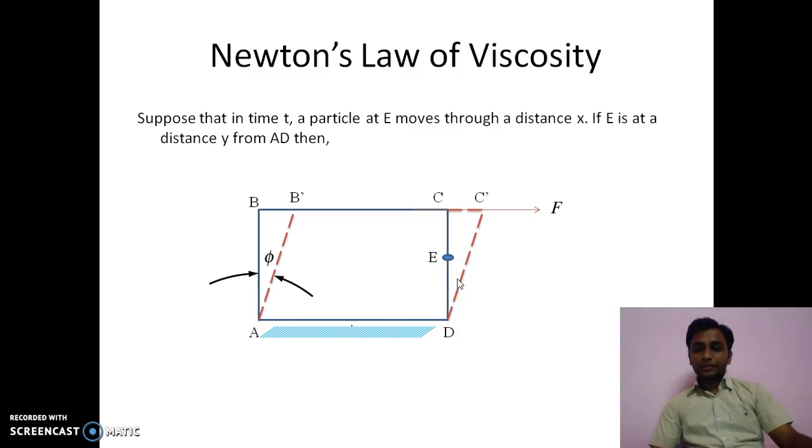So what we have done till now? ABCD was the element. On the top of this element, which is having area A, shear force was applied. So ABCD has got deformed into A, B dash, C dash, D, and it has given a shear strain of phi. And all this is happening in the small time duration t. Then we have considered one particle at location E on this side CD. This particle in time t has moved a certain distance. Now what is that distance? It is the distance x, which is moved by the particle at this location in time duration t. And this particle is at a distance of y from this plane AD.